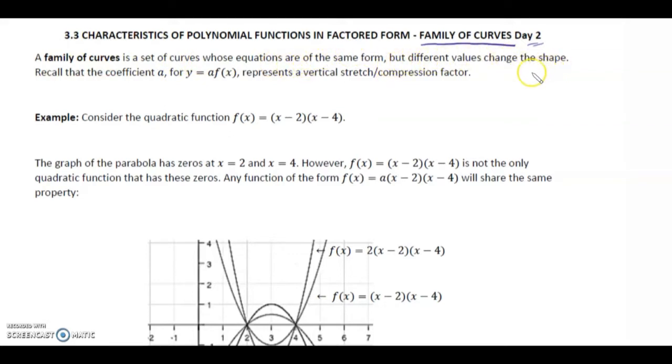Okay, so if we recall, the coefficient a, remember, is a vertical stretch or vertical compression by a factor of a. So we're specifically going to be talking about this a value and what it does to these equations. An example: consider the quadratic function f(x) = (x - 2)(x - 4). So clearly this has the zeros x = 2 and x = 4.